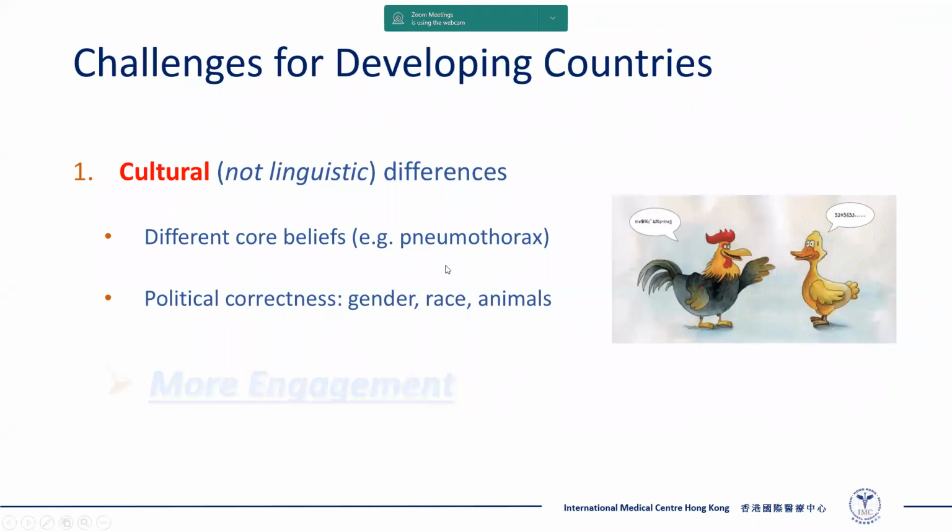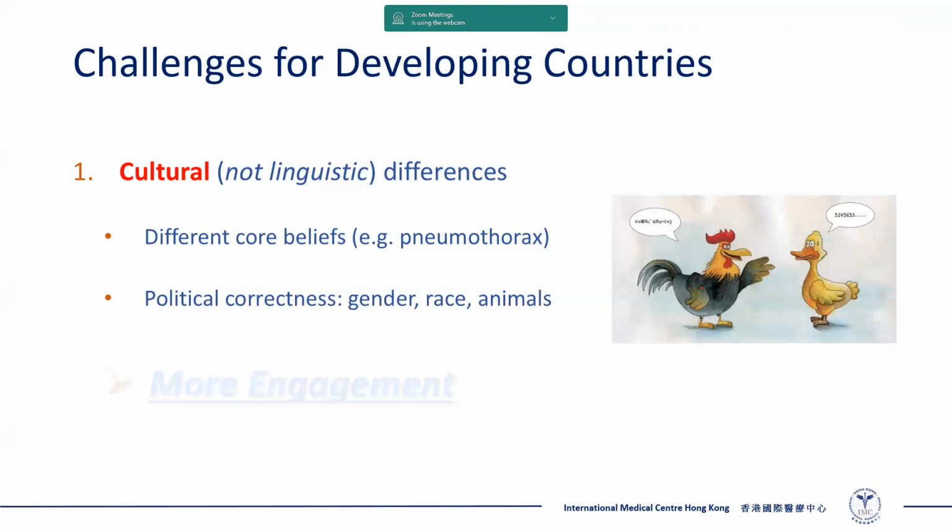There are other issues, for example, like political correctness. We had one paper submitted to the Annals a number of years ago from China. They were talking about needlescopic VATS, tiny wounds, great cosmesis. But the author made the mistake of saying, because the wounds are so small, this will appeal especially to young female patients because they care more about cosmesis.